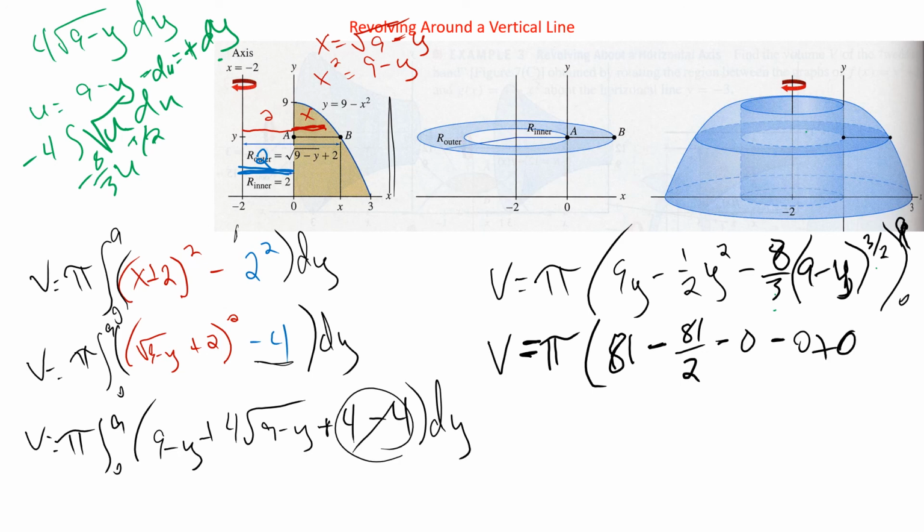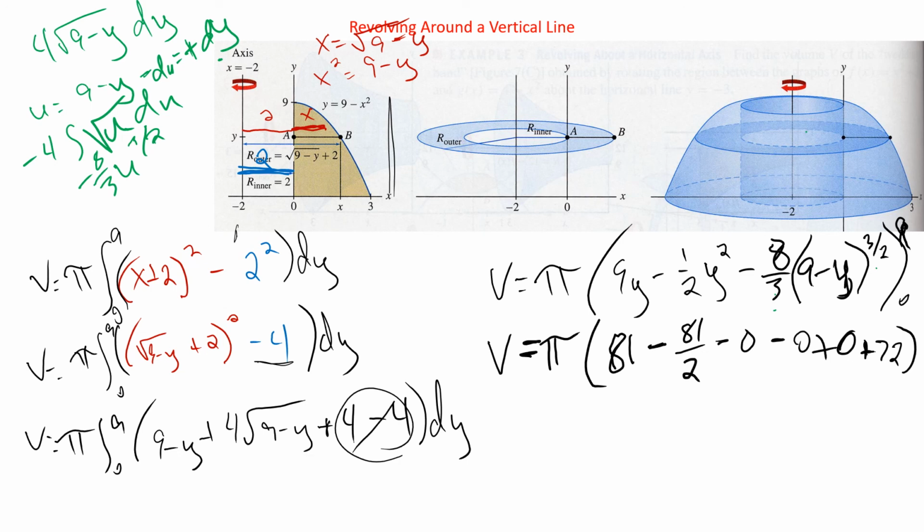And then plus, because it's minus the whole thing, so that negative distributes, we'll end up with plus, plug in 0. We have 9 to the 3/2 is 27. How did I do that? I would do the half first. That's a square root to get 3, and then cube it to get 27 times 8/3. 27 divided by 3 is back to 9, times 8 is 72. So we're going to have 81 minus 81 over 2 plus 72, all times pi.